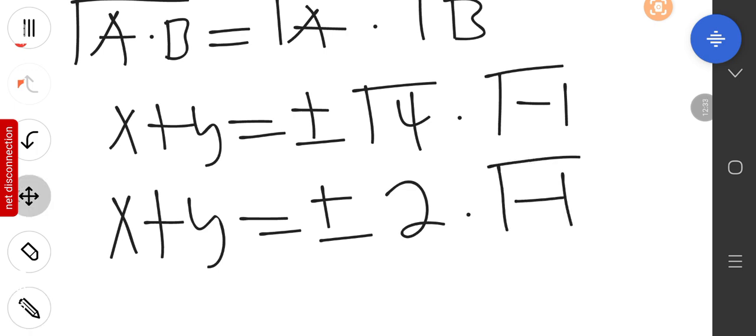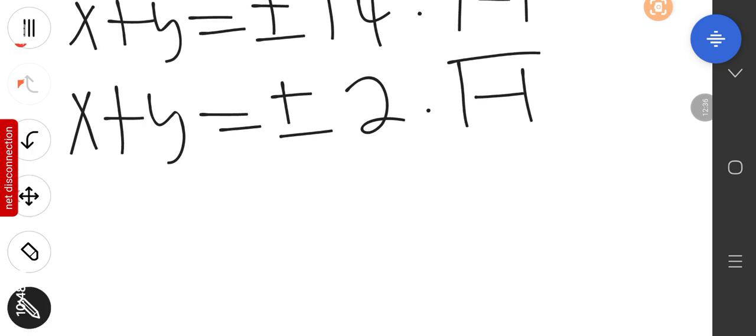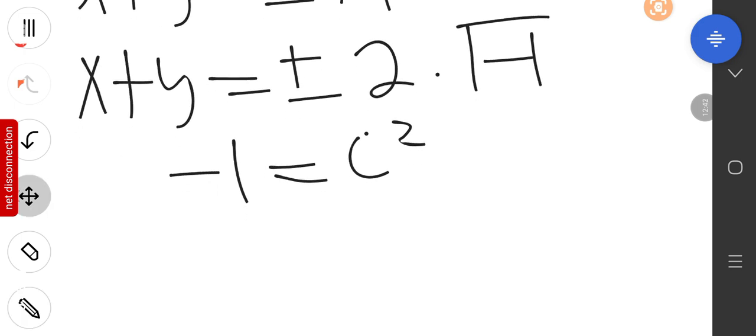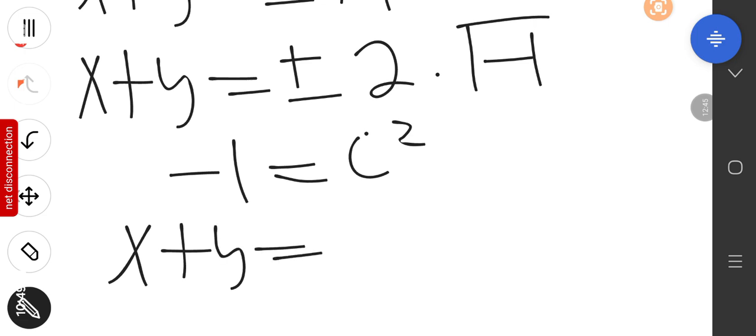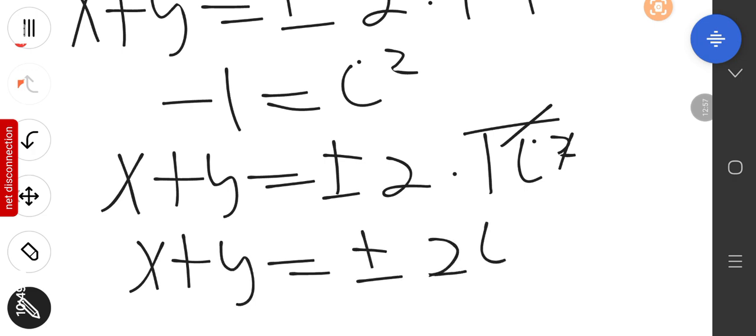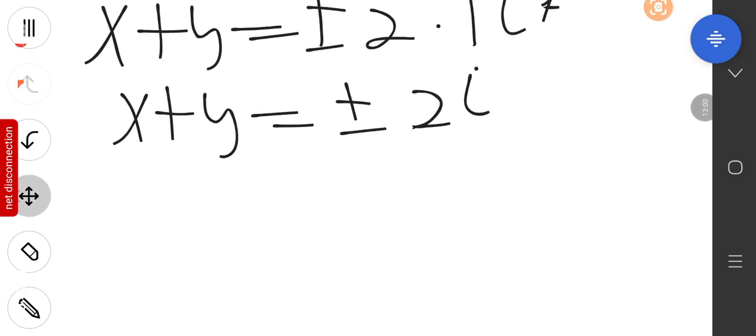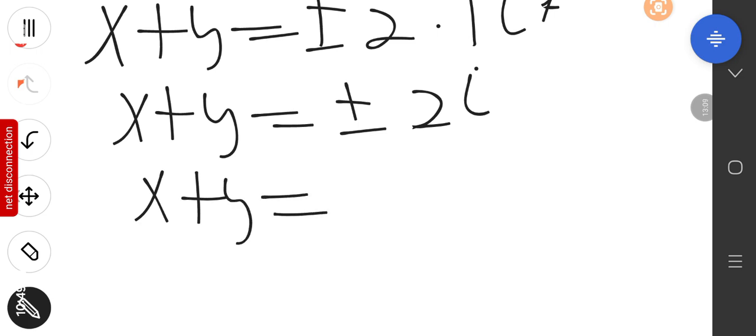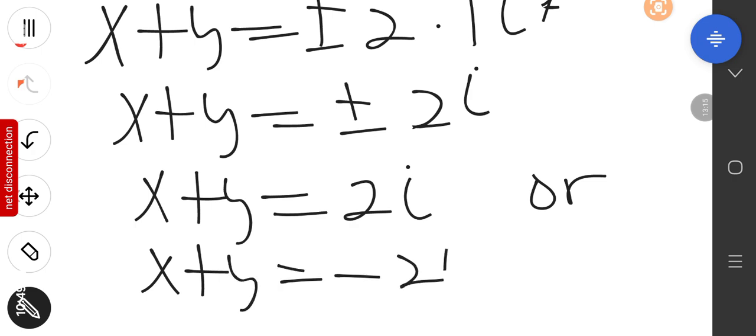Now we know that minus 1 is the same as i squared. So in place of minus 1, we can write i squared. So x plus y equals plus or minus 2 times the square root of i squared. This i cancels this, so x plus y equals plus or minus 2i. So we are going to have two values for x plus y here, not xy. So x plus y equals 2i, or x plus y equals minus 2i.